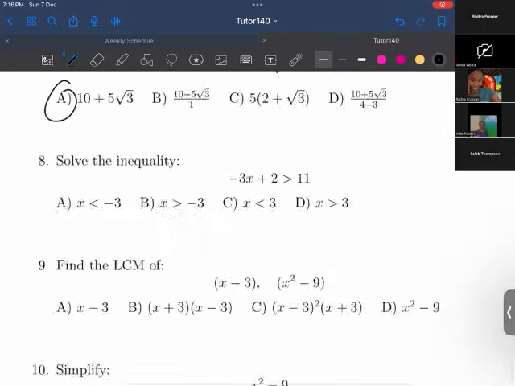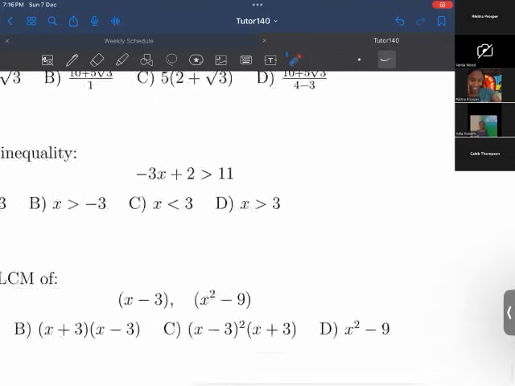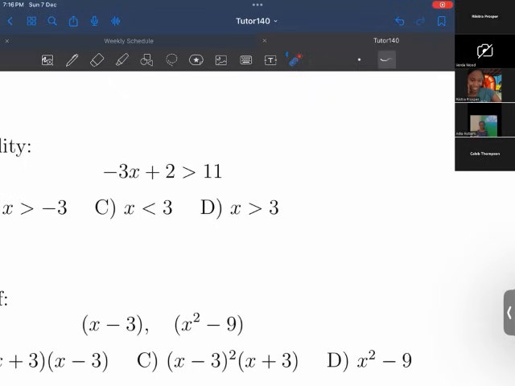Solve the inequality. Now, you may have a question like this, and then it might tell you to graph it after. So I didn't put graphing in it, but I can show you how you would graph this answer. First thing you want to do is transpose. So you want to send the 2 over. So when you send the 2 over, it'd be negative.